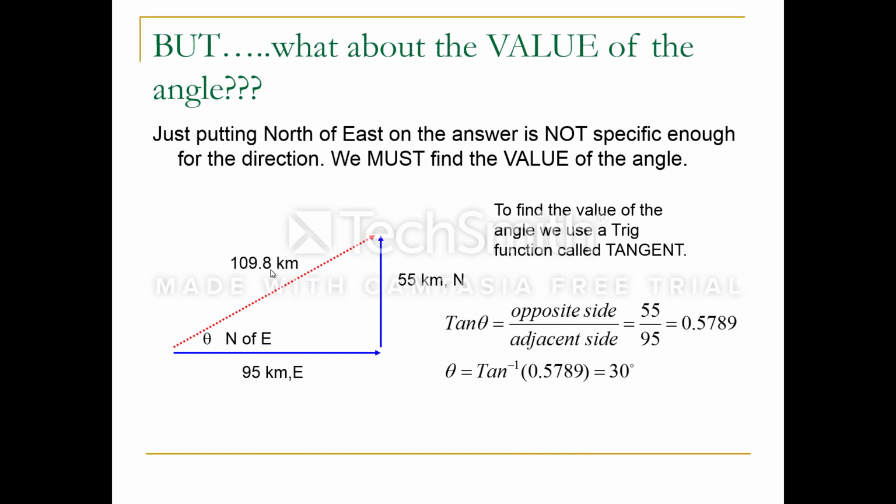So I would use tangent. Again, make sure your calculator's in degrees. Do the inverse tangent to find your angle, and you come up with 30 degrees. So your final answer would be 109.8 kilometers, 30 degrees north of east. That tells me exactly where to go. If I face east, go 30 degrees north of where I was just facing, and then walk 109.8 kilometers, I would end up at that spot.